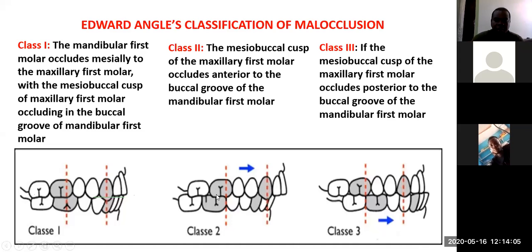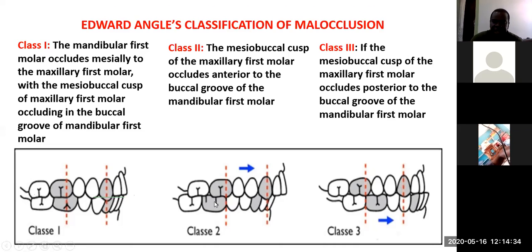The mesiobuccal cusp. I told you earlier that you name a cusp as per the surface of the tooth. Mesiobuccal: that is nearest the midline, nearest the buccal side. So the mesiobuccal cusp of the maxillary first molar, see where it is lying, it's occluding anterior to the groove of the mandibular first molar.